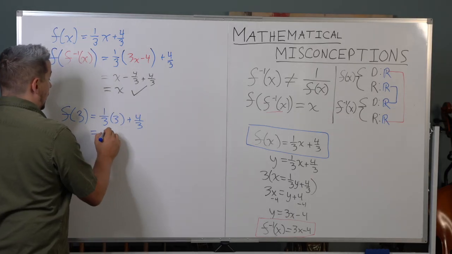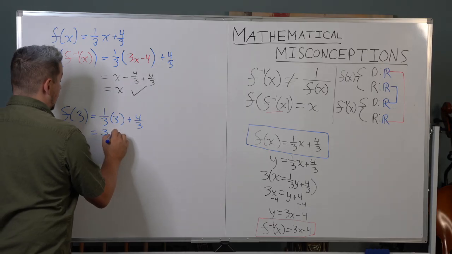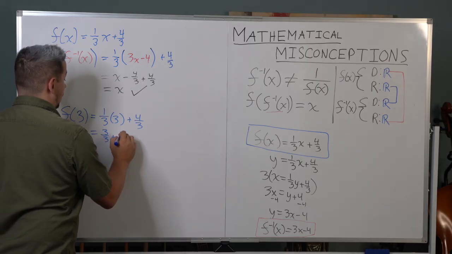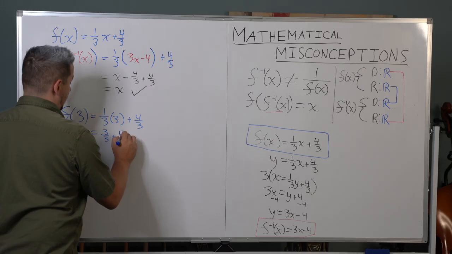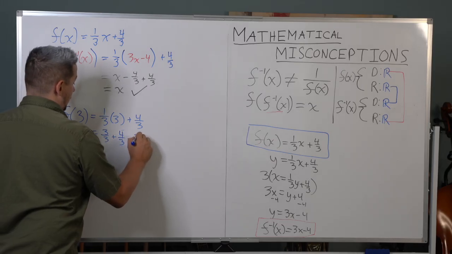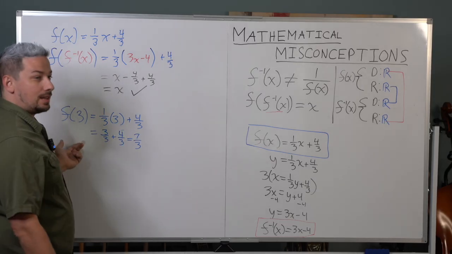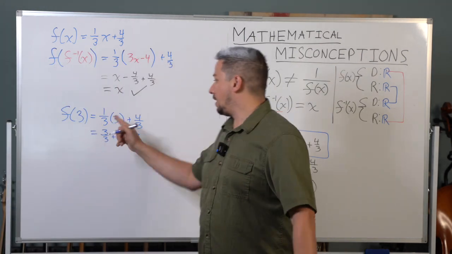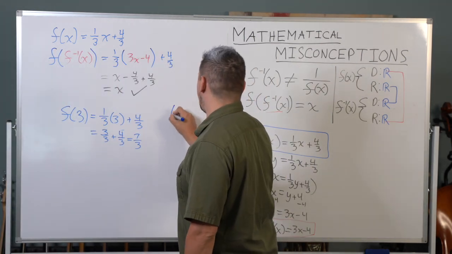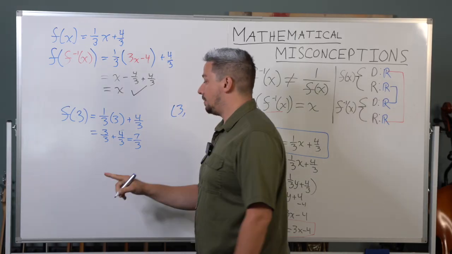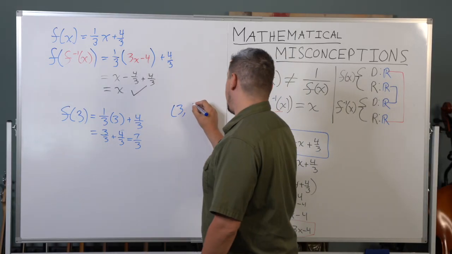I'm going to keep this as a fraction, so 3/3 plus 4/3, getting a little bit ahead, is equal to 7/3. All right, so in this case, what is our input? Our input here is 3, so as an ordered pair, it's 3, comma, what's our output? 7/3.